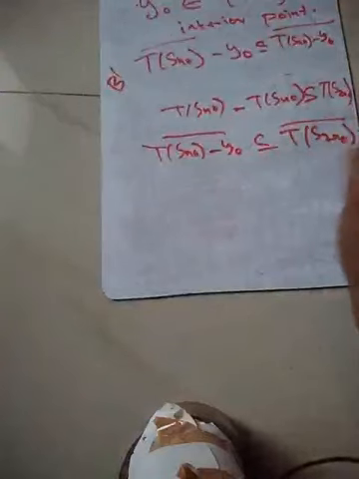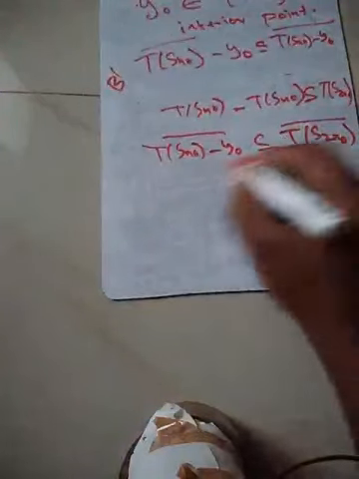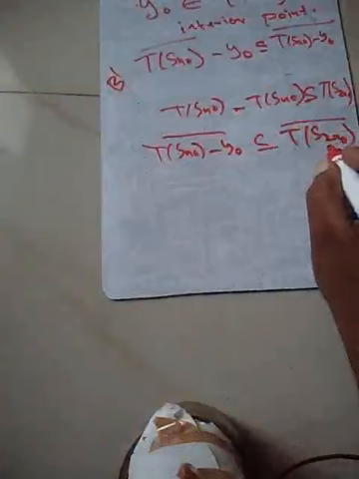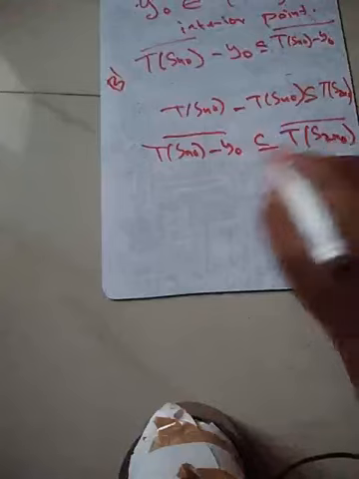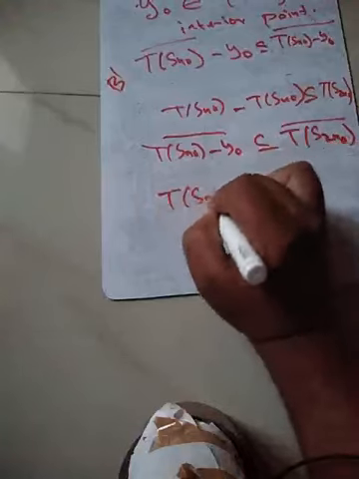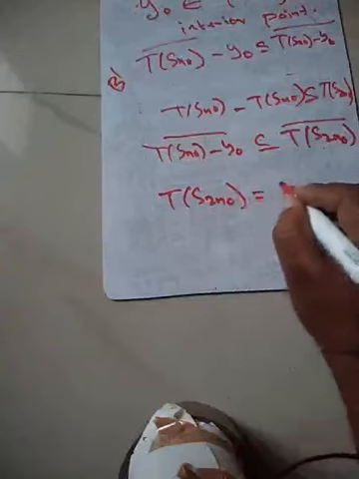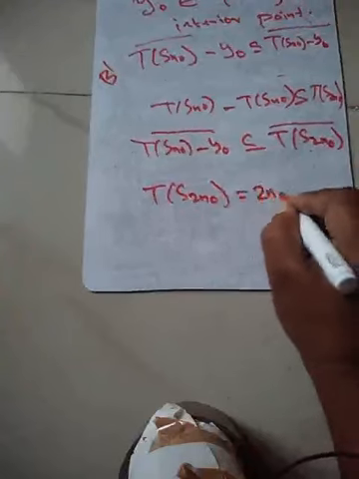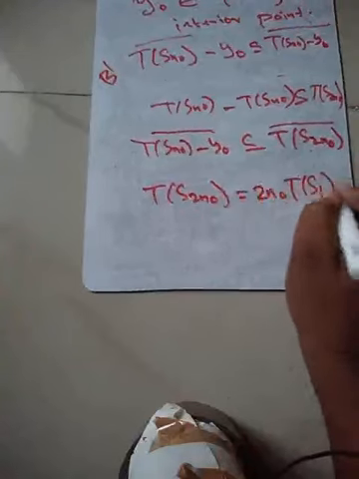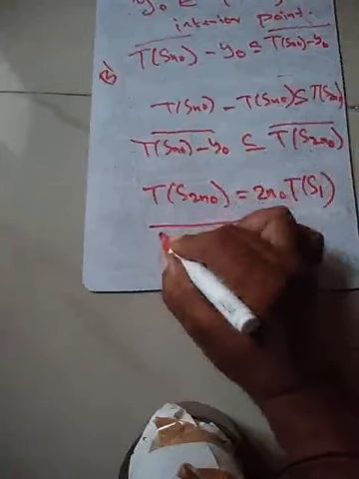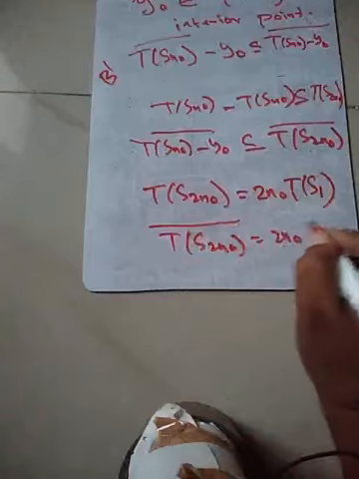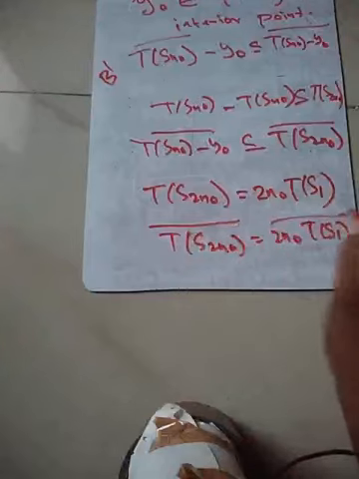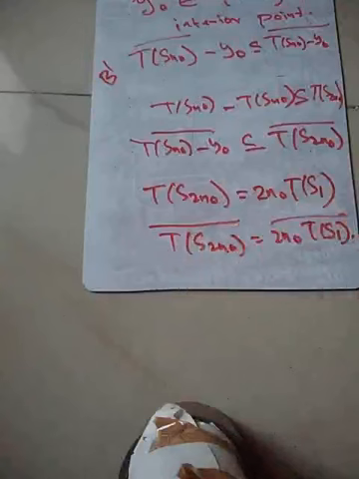The scaling: if you take any non-zero vector over here, we can scale the vector to be a unit vector by dividing by its norm. So T(S_{2n0}) is nothing but 2n0 times T(S_1). So the closure of T(S_{2n0}) is nothing but 2n0 times the closure of T(S_1). Okay.